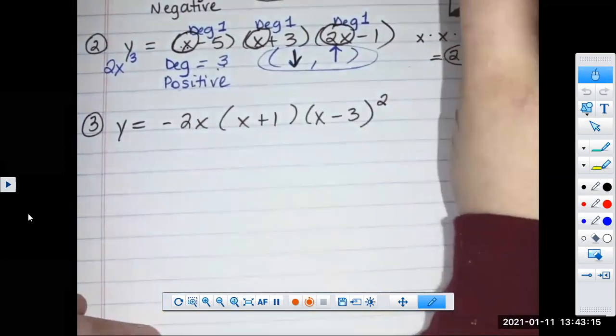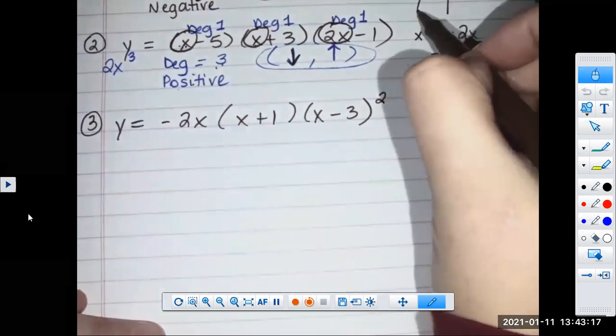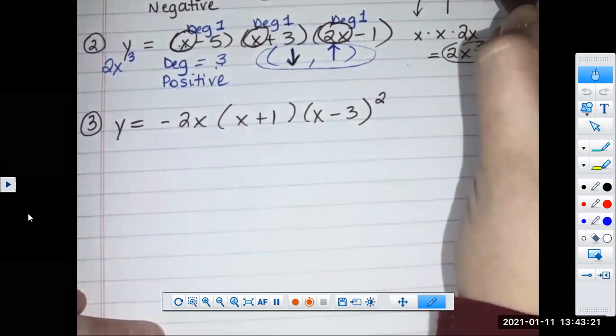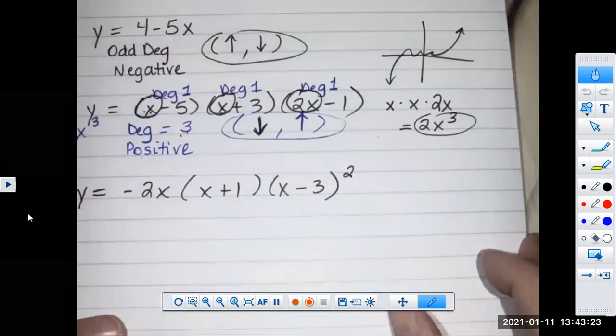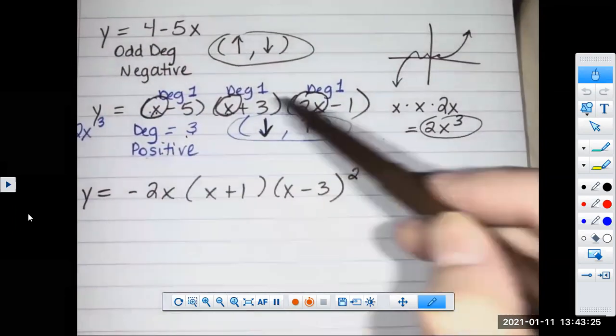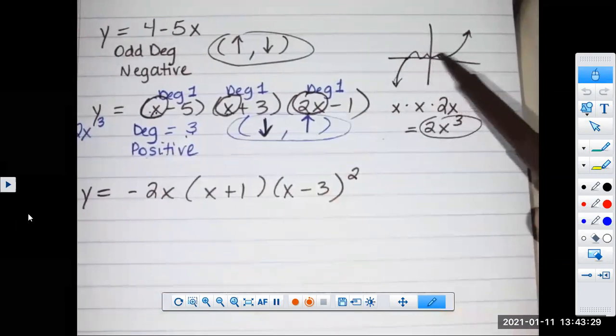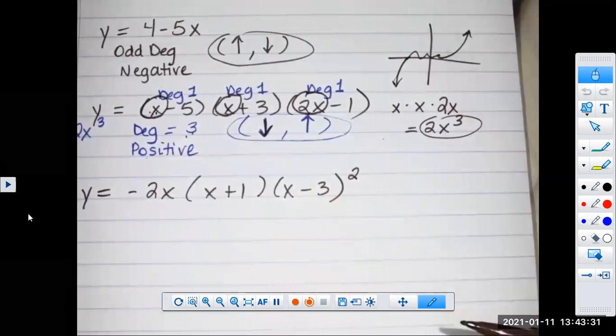This graph would go down on the left side, have some crazy behavior, and then go up on the right side. Y'all can't see that, sorry. Anyway, this graph would look like that. It'd go down on the left, it'd have some weird behavior in the middle, and it would go up eventually on the right side.